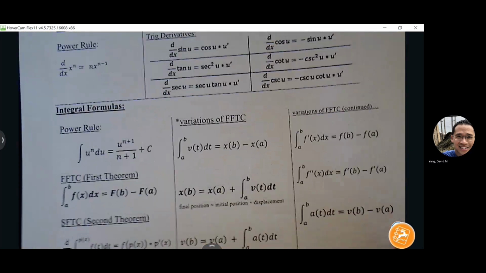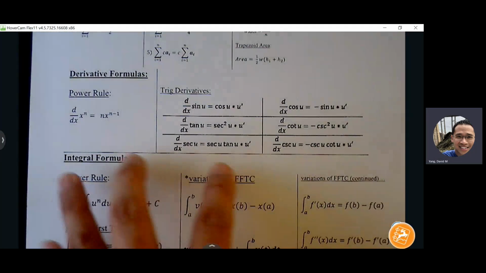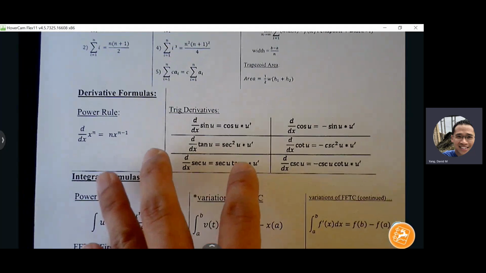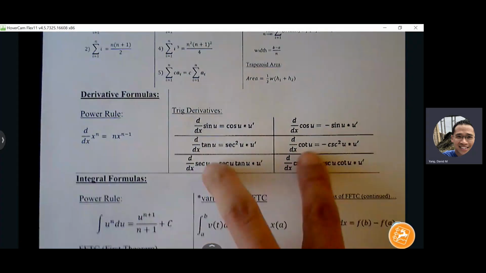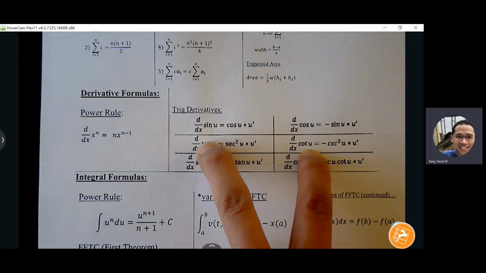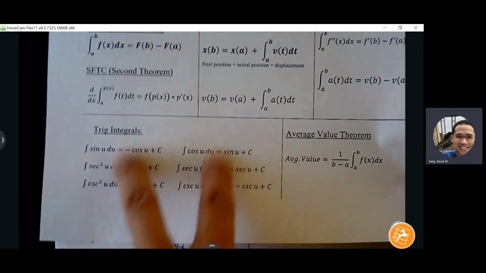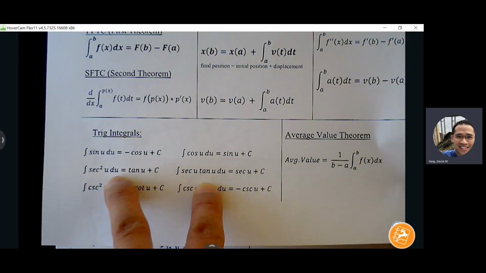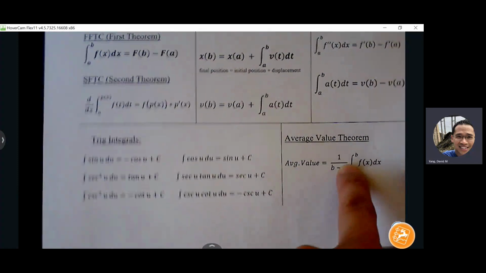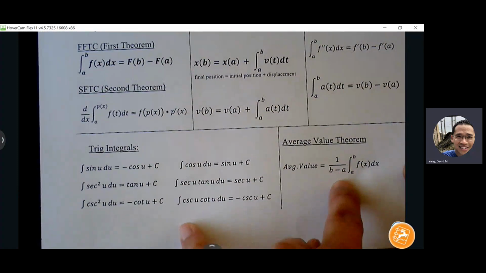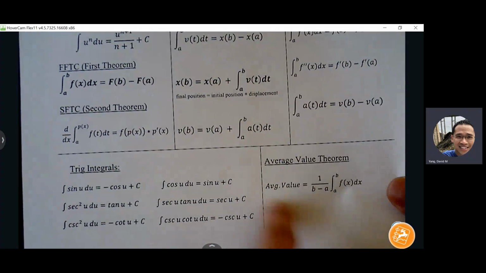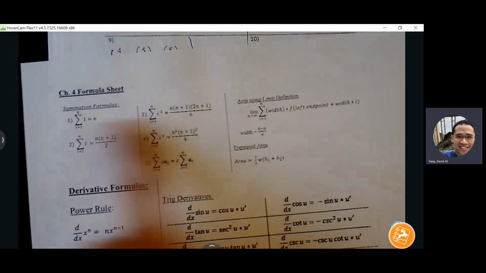Really, the only rules you gotta be responsible for is power rule and to know your 6 trig derivatives, which will lead you to your 6 trig integrals. And also average value theorem. So we'll go over that. So really, it's just one additional rule more than your quiz, but there's not going to be any summation on the test.